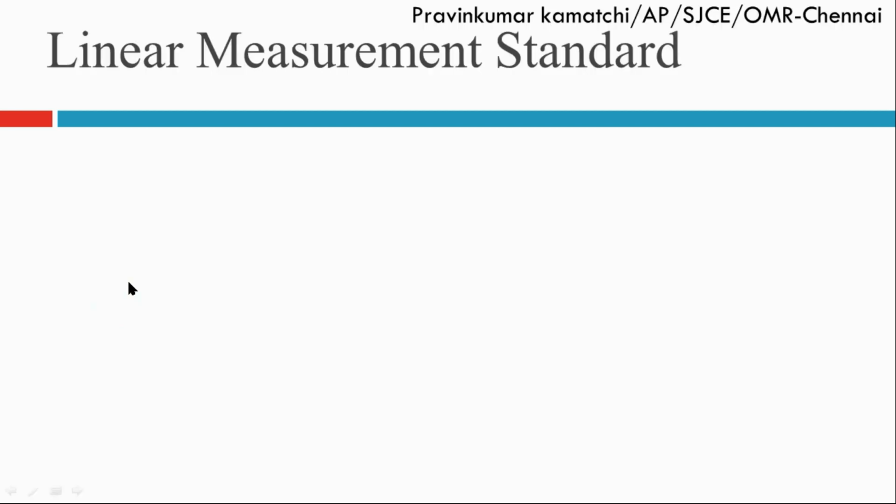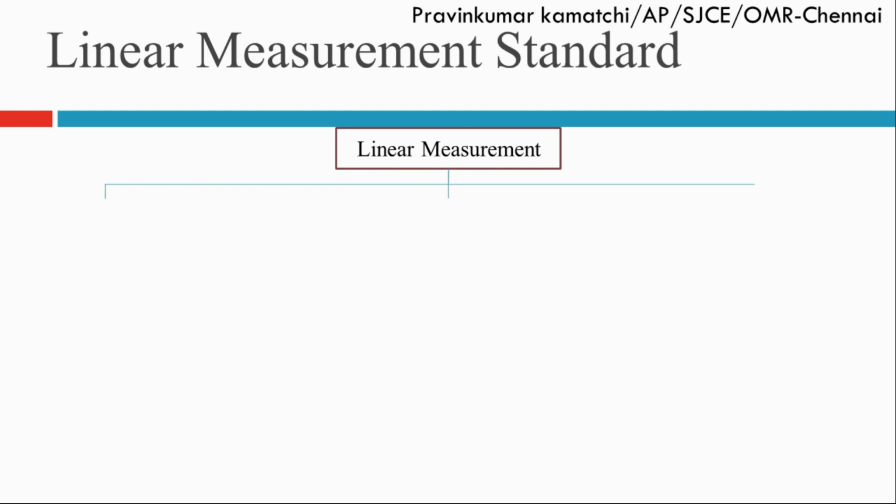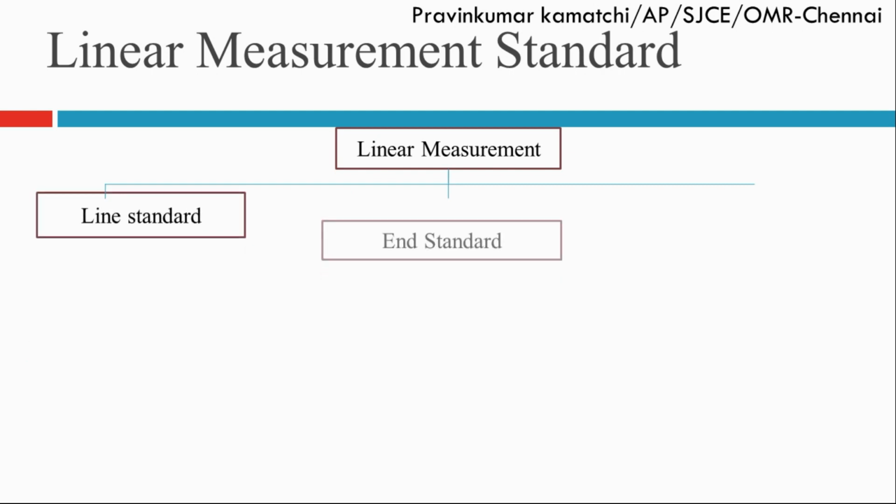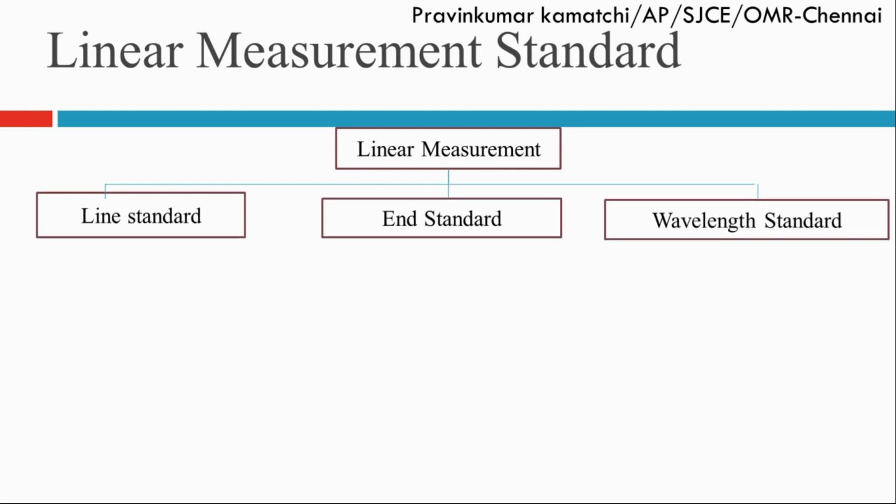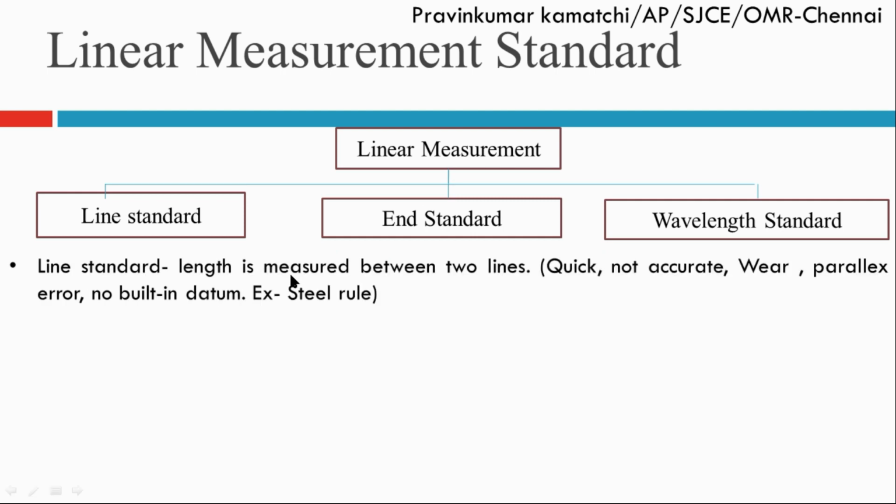According to the standard, linear measurements are generally classified into line standard, end standard and wave standard. Let's discuss one by one. Number 1, line standard. In line standard, the length is measured between two lines, that is the engraved lines on the scale, and it is a very quick method.